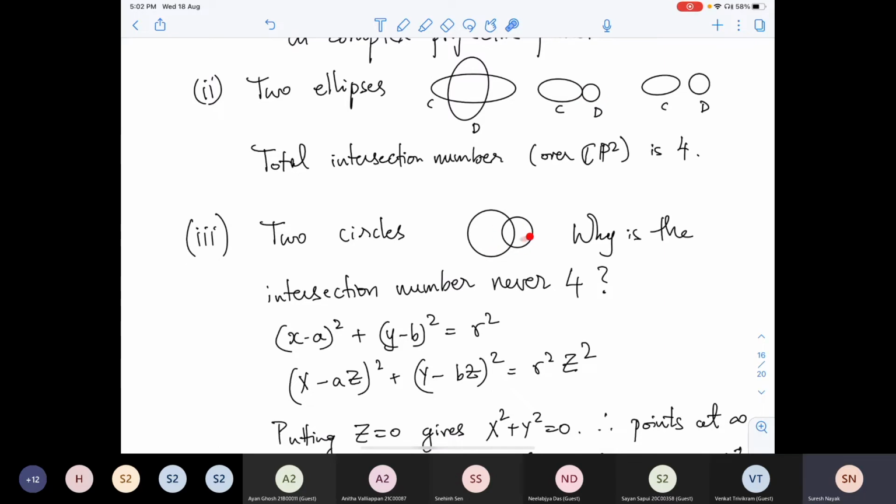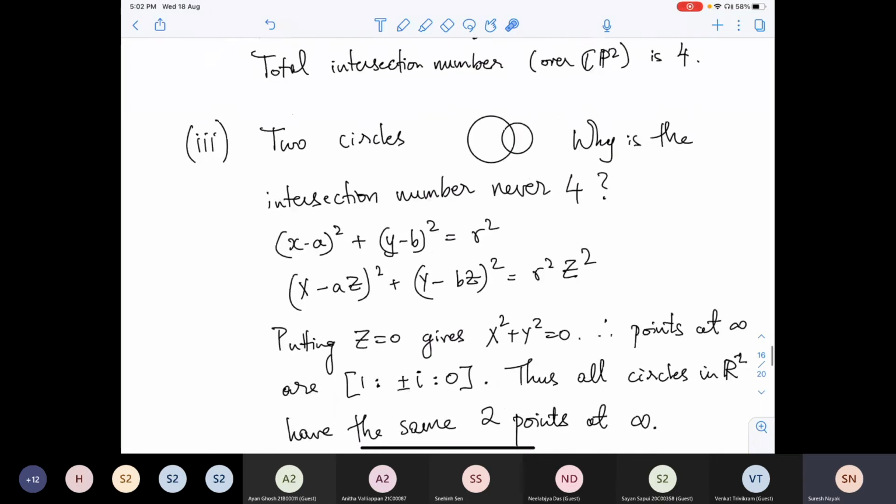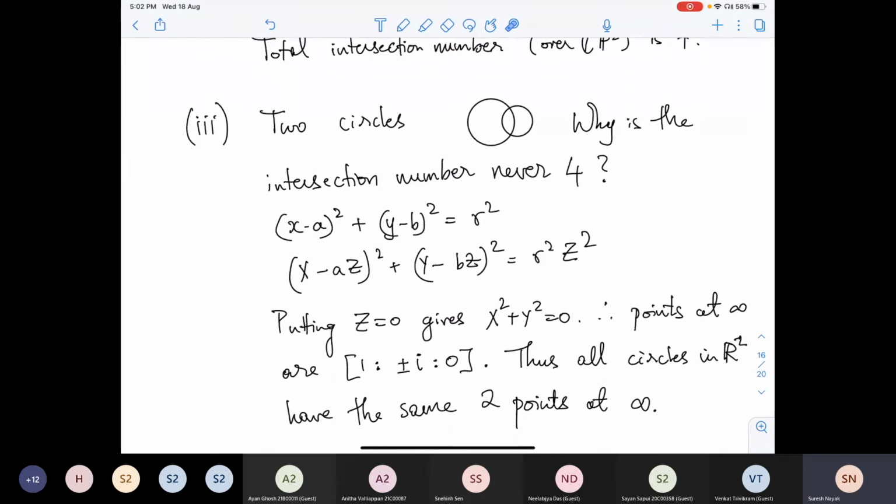So why is it that you never get the situation where the intersection number is 4? For that, you have to go back to the points at infinity. If you do that, let's take a typical circle. Here's your typical circle. Homogenize it. This is your homogenized equation. Put z equal to 0. So I put z equal to 0 here. What do I get? I get capital X squared plus capital Y squared is equal to 0. And now z is 0.